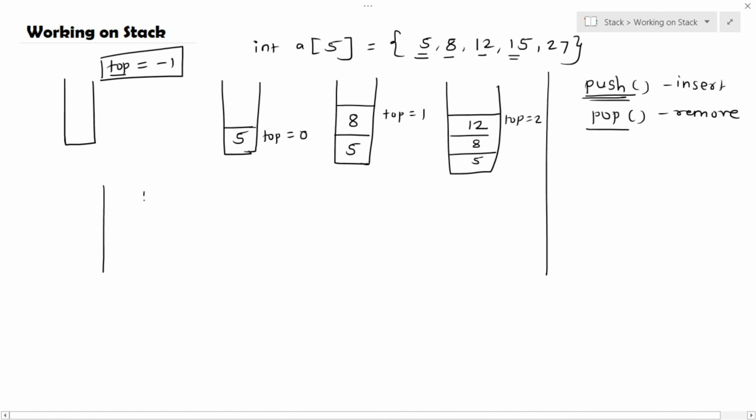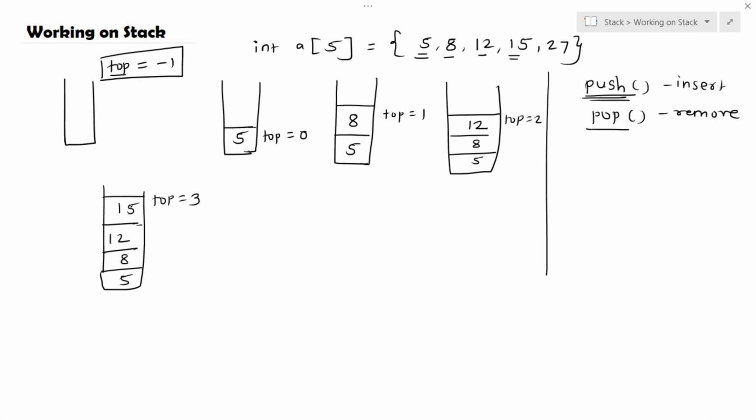Okay. Now we have to insert the element 15. So again, the stack is 5, 8, and here is 12. Now top is pointing to the topmost element, that is 12. Now increment the top by 1. So the value of top is equal to 3, and insert the element, that is 15. Now top is pointing to the 15 because in a stack, top is always pointing to the topmost element of the stack.